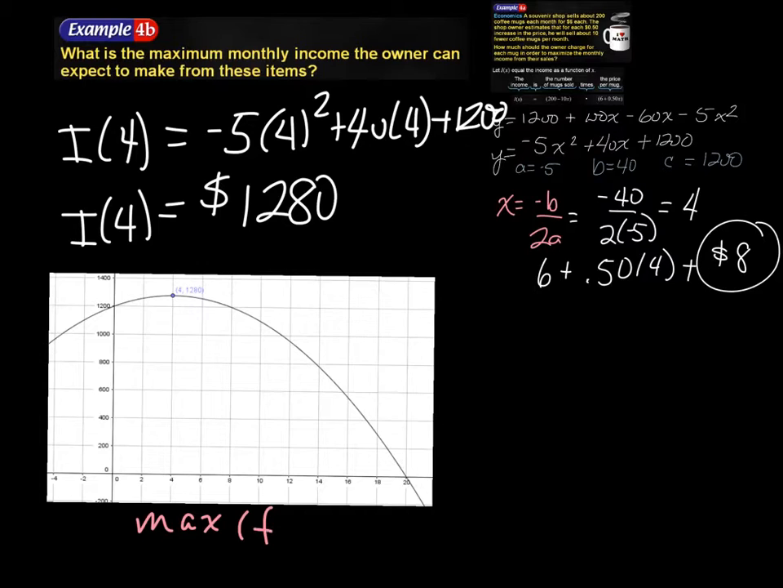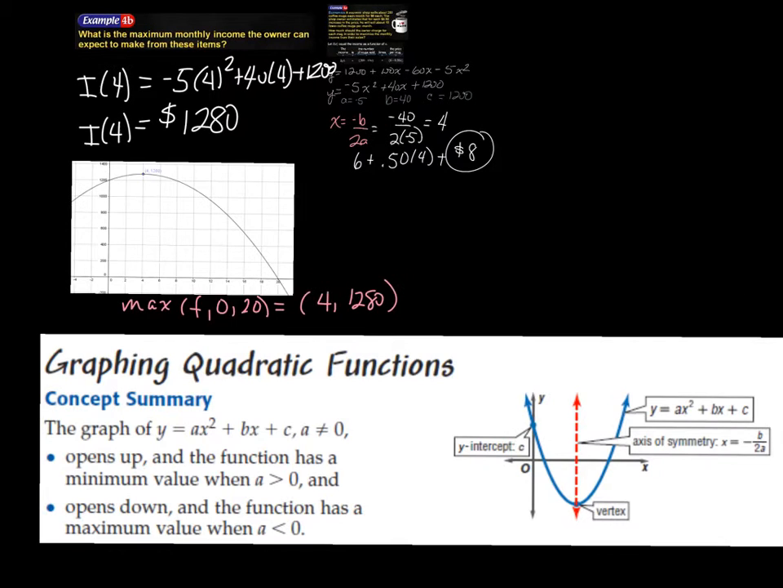I checked the answer graphically by typing in the function negative 5x squared plus 40x plus 1,200, and GeoGebra labeled that f. It gives me an option of finding the maximum of a function, labeled function f, over an interval, and I gave it the interval 0 to 20. And wouldn't you know, it gave me a maximum value of 1280, which is exactly what I got by calculation.